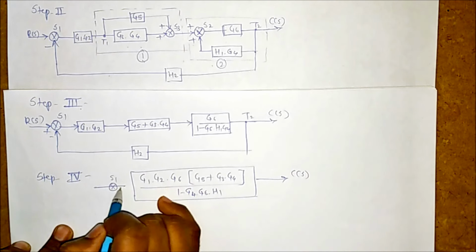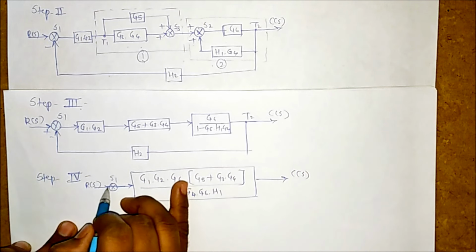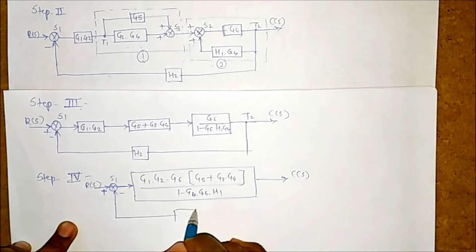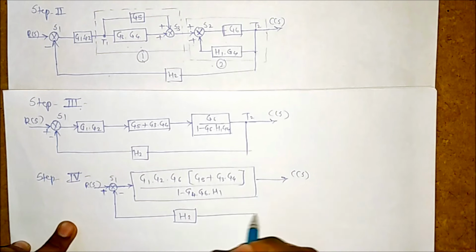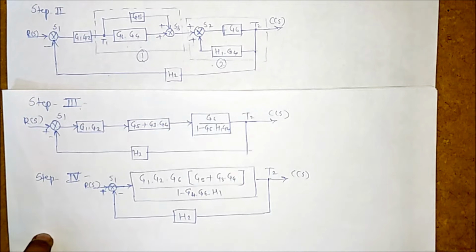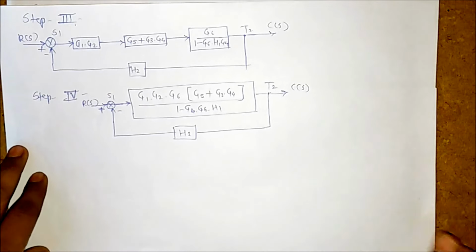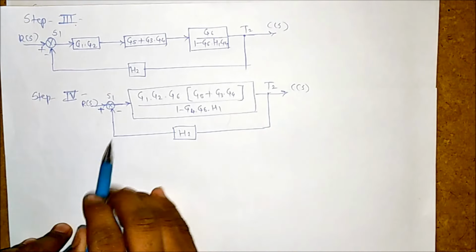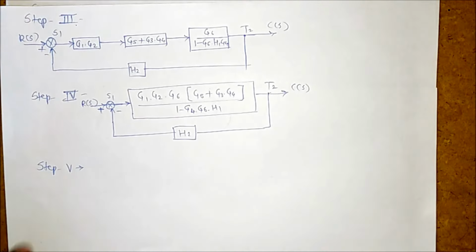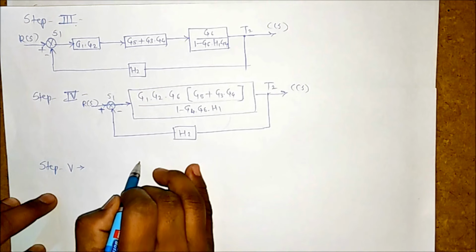This is the summing point S1. This is the input signal R(s) having a positive sign. Feedback is negative. Feedback block is H2. This is takeoff point T2. Now at the end, if you look here, this is the closed loop system. So apply the rule in step 5. I am going to apply eliminating the feedback loop. So we get the transfer function.